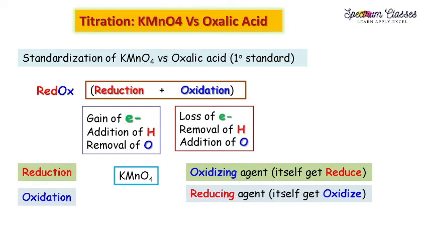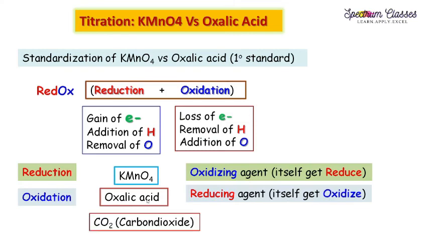So here we are using KMnO4 as well as oxalic acid. KMnO4 in this titration gets reduced and works as an oxidizing agent. So it itself gets reduced and works as an oxidizing agent, whereas oxalic acid in this titration gets oxidized to carbon dioxide. Since it loses electrons, it itself gets oxidized and works as a reducing agent. Fine. So this is the summary of the redox reactions.